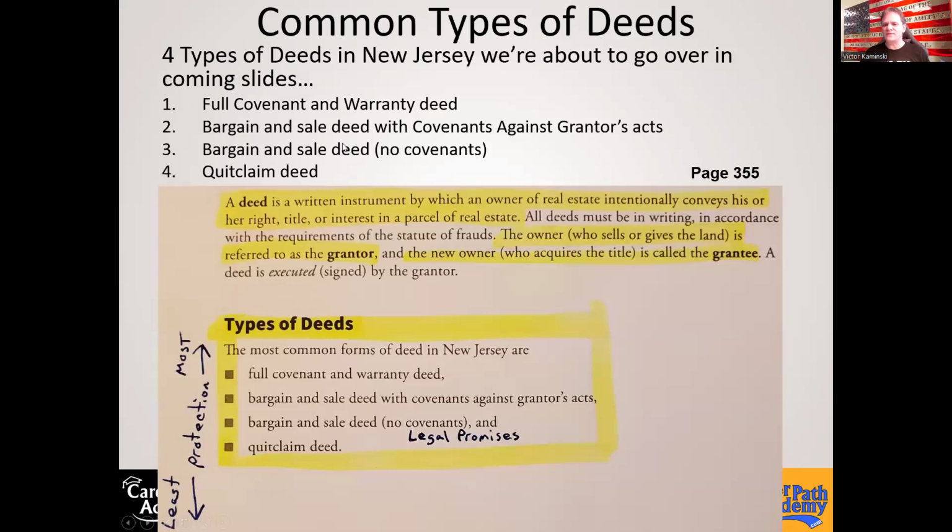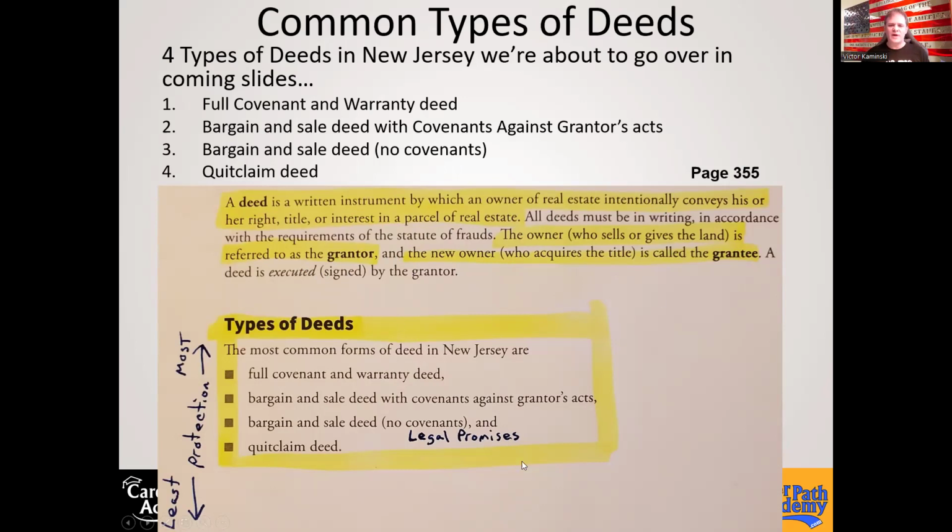So there's 4 types of deeds commonly used in New Jersey that we're going to go over here. We have the full covenant and warranty deed, a bargain and sale deed with covenants against grantor's acts, the bargain and sale deed without any covenants, and a quitclaim deed. So let's highlight: a deed is a written instrument by which an owner of real estate intentionally conveys their right, title, or interest in a parcel of real estate. The owner who sells or gives the land is referred to as the grantor, and the new owner who acquires title is called the grantee.